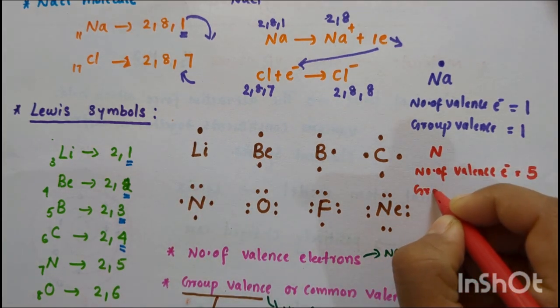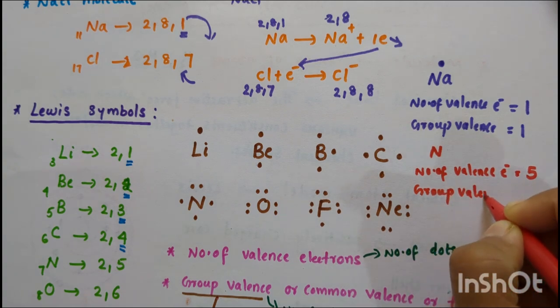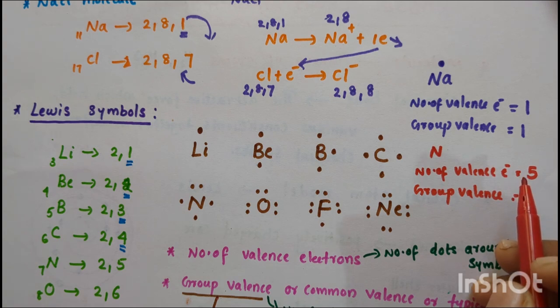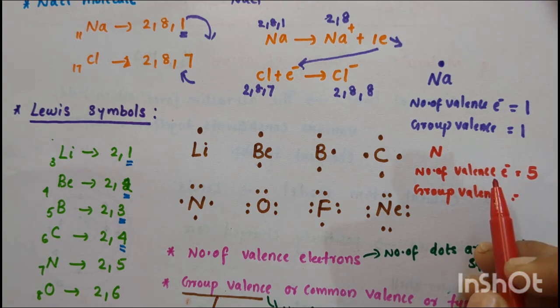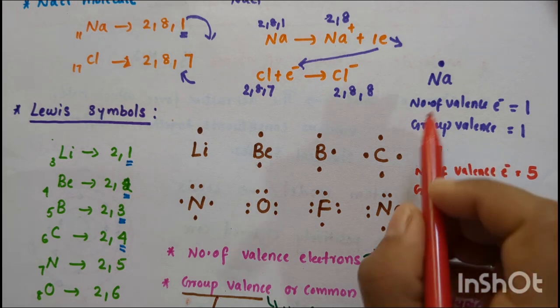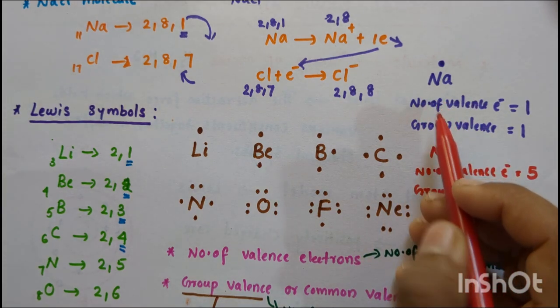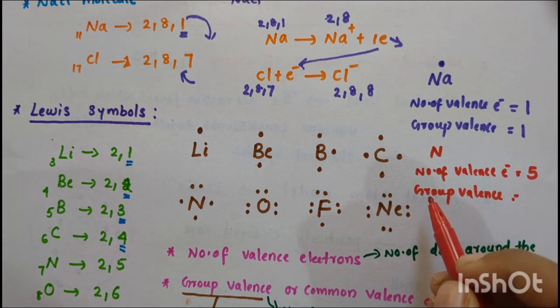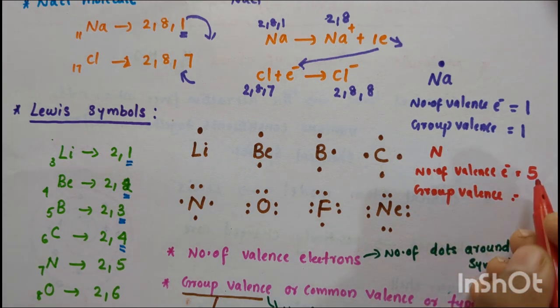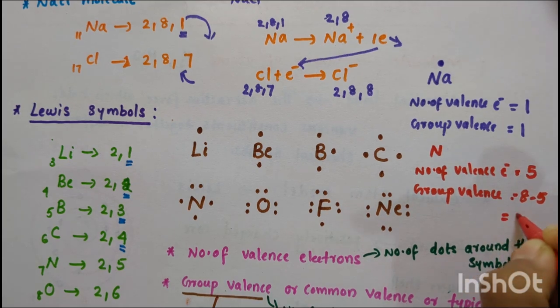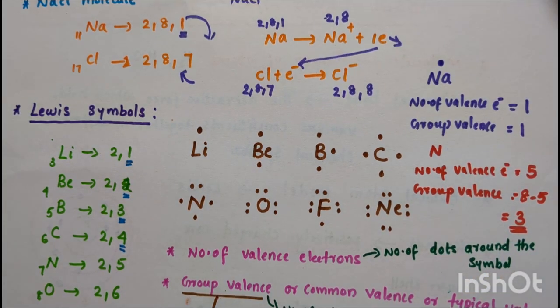Okay, now its group valence, that is sometimes it will be equal to the number of dots, that is number of valence electrons. Sometimes it will be equal to the 8 minus number of dots. So in the case of sodium, it is equal to the number of valence electrons or number of dots. But for nitrogen, its number of valence electrons is equal to 5. So its group valence or common valence or typical valence, that is actually 8 minus 5. Typically it is 8 minus 5, which is equal to 3. Okay.